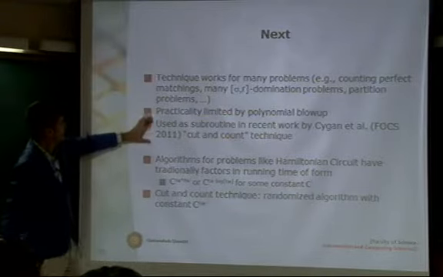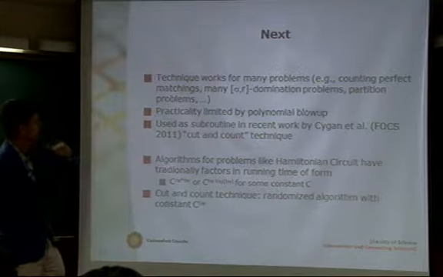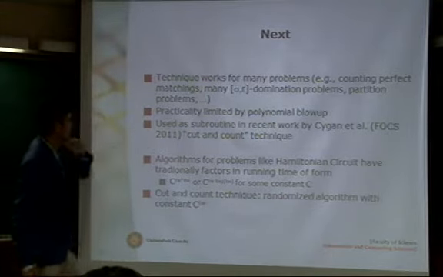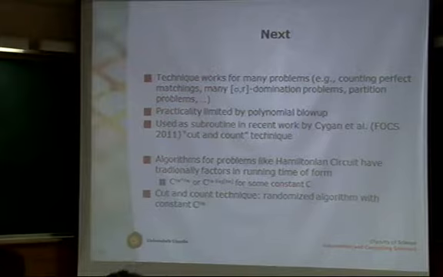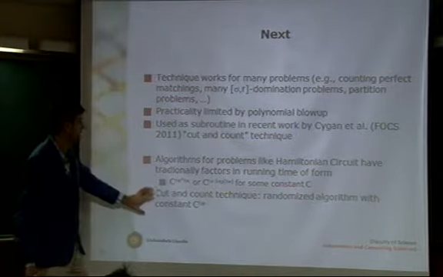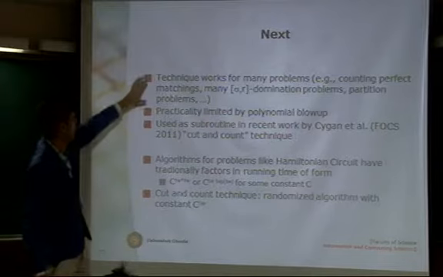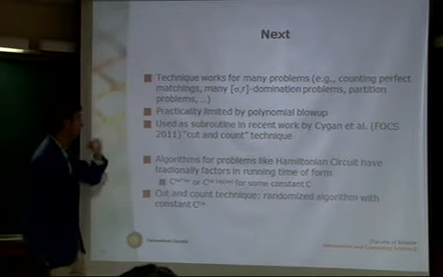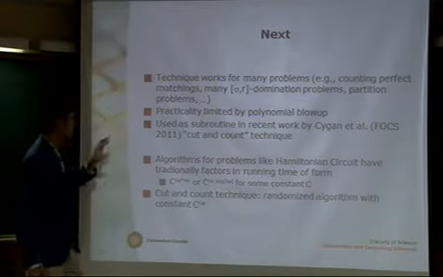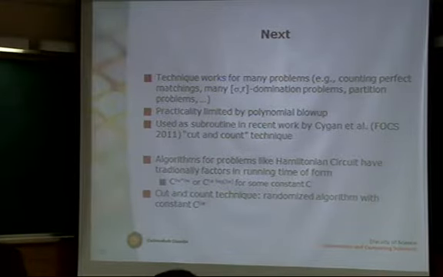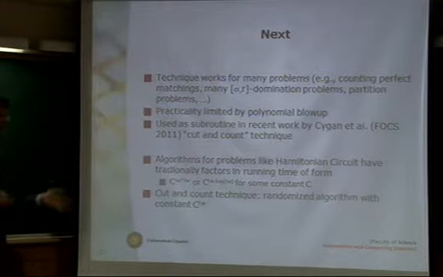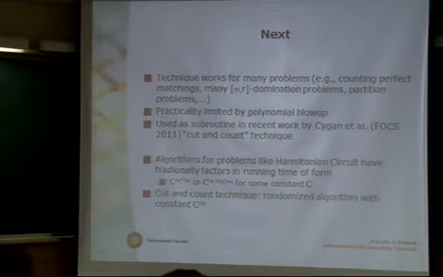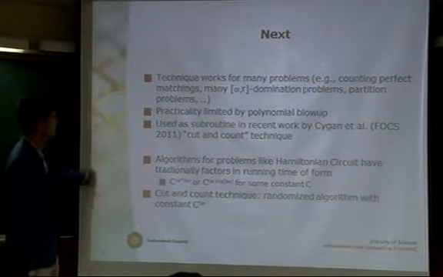So this idea is used in recent work by Cygan et al., which I'll explain next, the cut and count technique. The idea here is that I use randomization, combine this with this convolution, and get algorithms for problems like Hamiltonian Circuit. In my explanation I talked about counting the number of dominating sets of a certain size. That directly gives you the minimum size dominating set also, because it's the minimum size where the number is at least 1 and not 0. So for decision problems, it works nicely too.